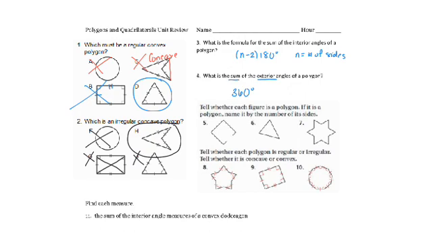5, 6, and 7, tell whether each figure is a polygon. If it is a polygon, name it by the number of sides. Number 5 is not a polygon because it is not a closed figure. You would have to close this line to make it a polygon. Number 6 is a polygon, and it has 3 sides, so that makes it a triangle. And number 7 is a polygon because it's made of segments, it's a closed figure. And let's count the number of sides. So we have 1, 2, 3, 4, 5, 6, 7, 8, 9, 10, 11, and 12. 12 sides is a dodecagon.